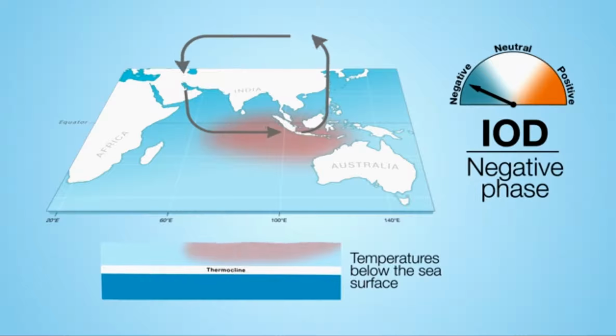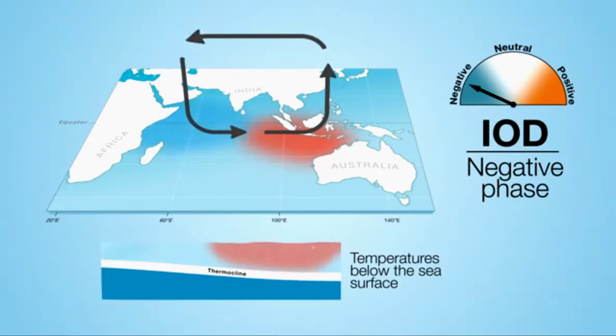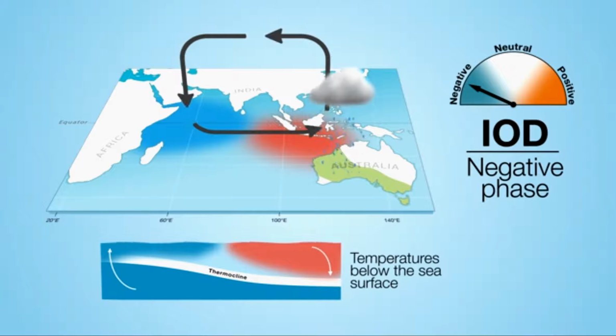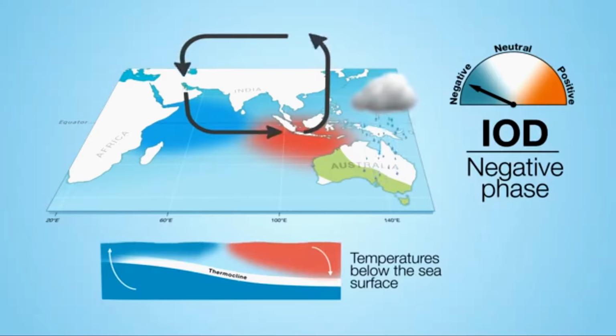During a negative phase, westerly winds intensify, allowing warmer waters to concentrate near Australia. These stronger winds also mean it's harder for cool water to rise up from the deep near Indonesia. As these warmer waters move east, the clouds follow, favouring weather patterns that ultimately bring rain to southern Australia.